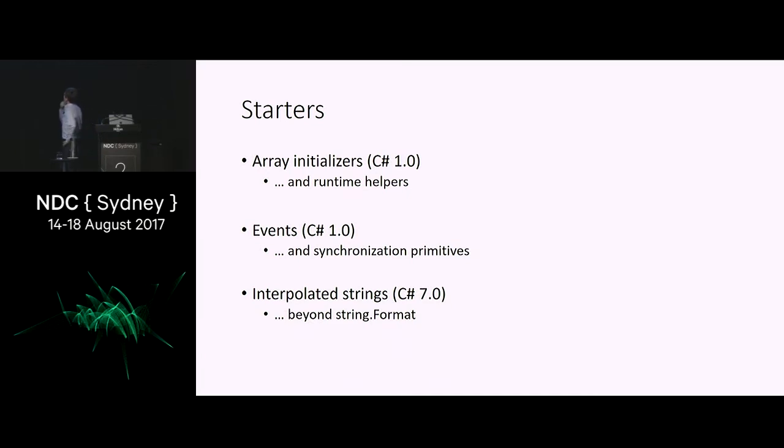So we could talk a little bit about array initializers. Very simple language feature, seemingly, but has some interesting code gen. We could talk a little bit about events, which has some interesting stuff to do with synchronization. That's all the way back to C# 1.0. We can also go a little bit more modern with interpolated strings, which were introduced in C# 7 very recently. And they also have some interesting code generation.